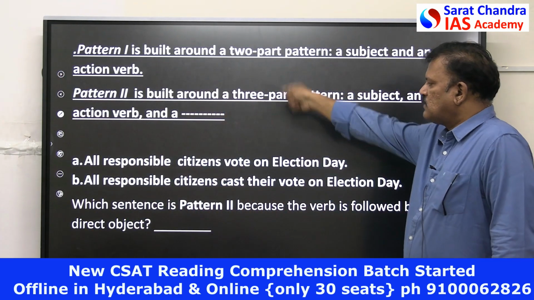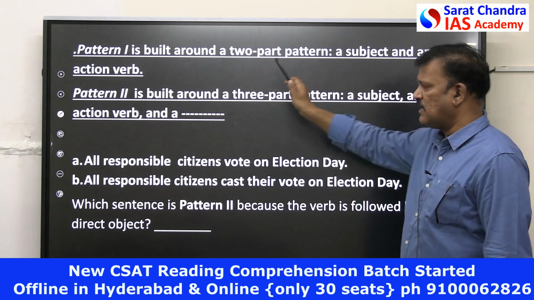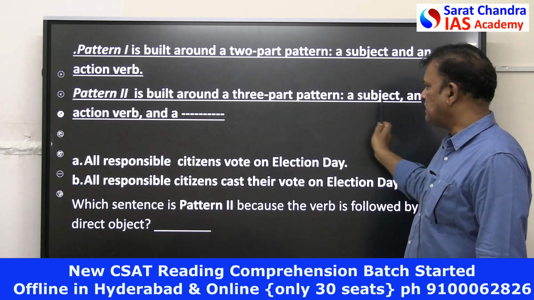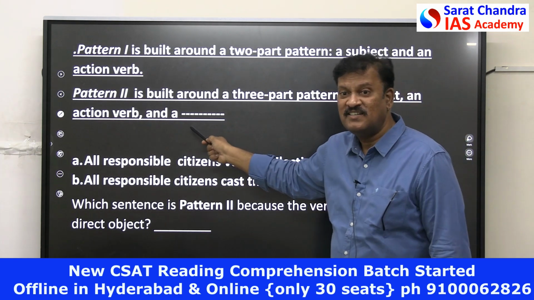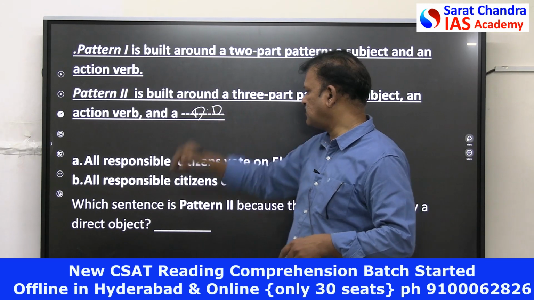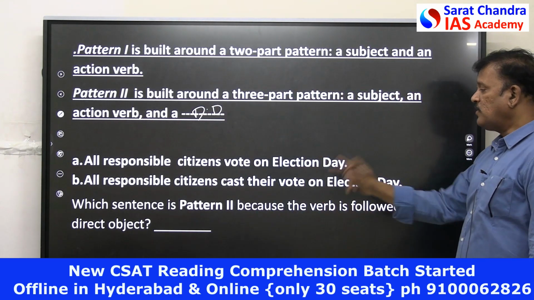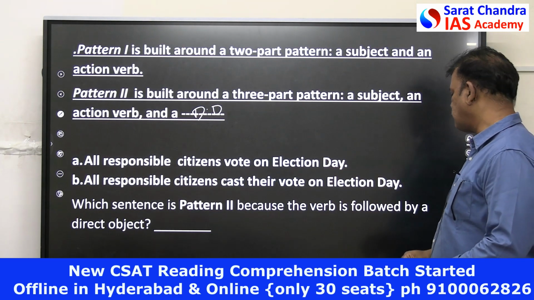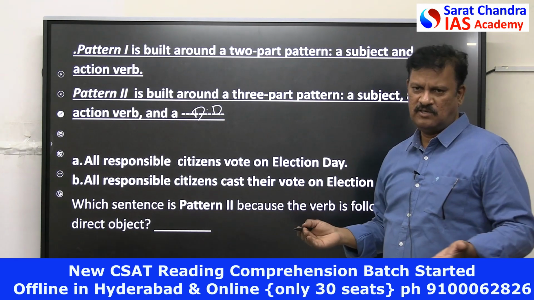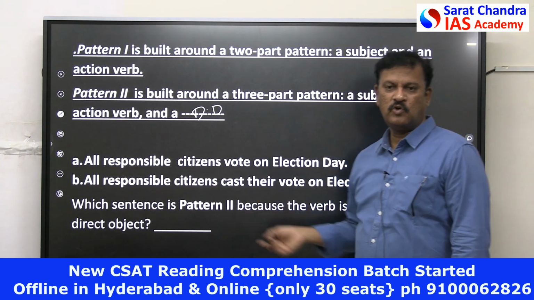Okay, summary. Pattern 1 is built around a two-part pattern, a subject and an action verb. Pattern 2 is built around a three-part pattern, a subject, an action verb, and what is the third one? Very good, direct object. Fine, go for this. Which sentence is pattern 2 because the verb is followed by a direct object? Now you divide this into pattern. So what did I ask you to do for that? You should go for the verb.